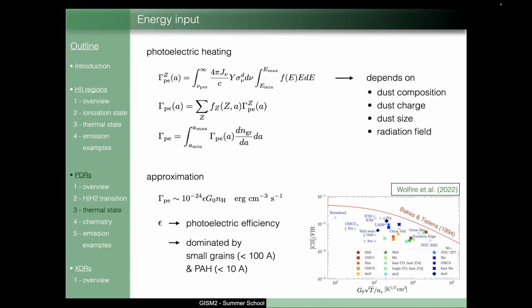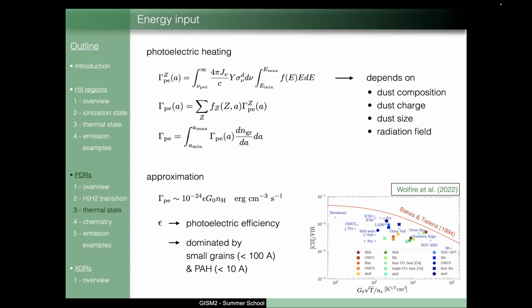So what we see is that, of course, when you have this rate for one charge and one size, what you have to do is integrate over charge and integrate over size to get the total heating rate. But this heating rate depends on many things: the dust composition, which will play a role everywhere, in Y, in sigma, in a_min, in E_max, in every single thing. It depends on the dust charge, on the dust size, and of course on the radiation field, okay?